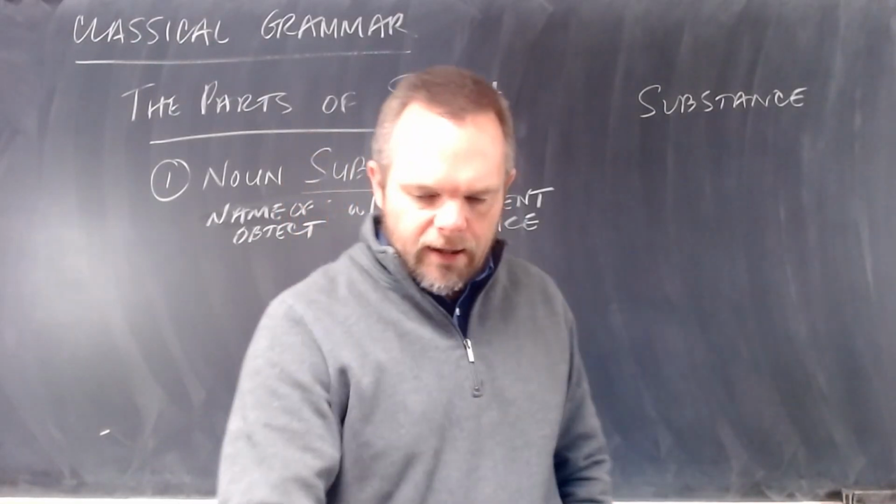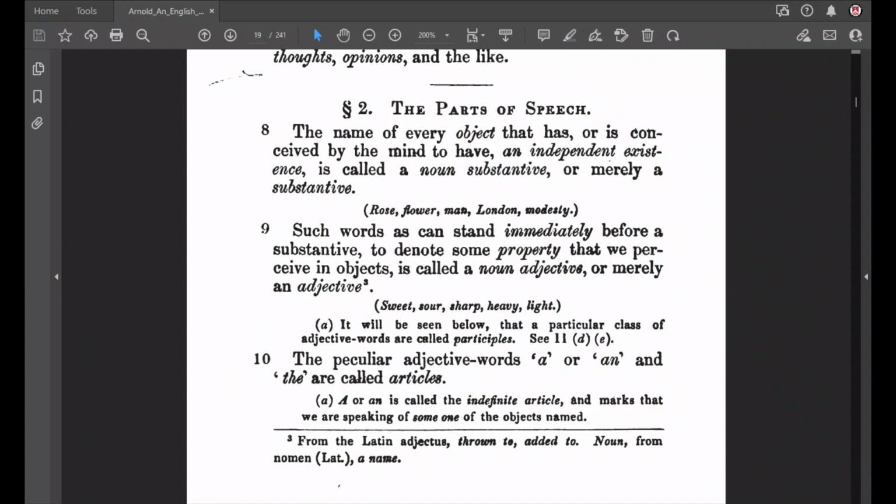In paragraph 9, we read, "Such words as can stand immediately before a substantive to denote some property that we perceive in objects is called a noun adjective or merely an adjective." So I'm going to list this as the second part of speech, even though in Latin this is not considered another part of speech. In Latin, an adjective is just considered a kind of noun. We're going to list noun adjective here.